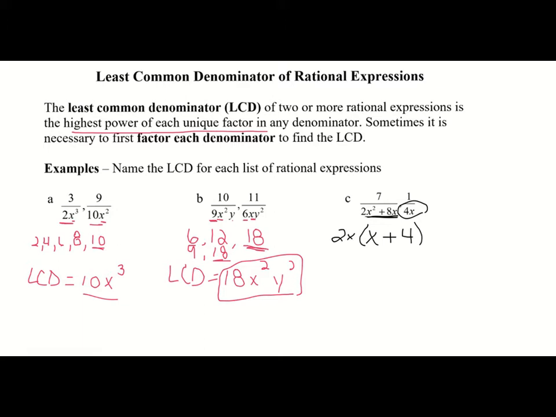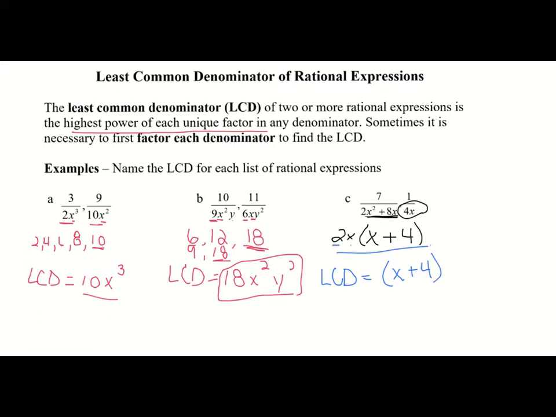Now, you need all of your unique factors. In this denominator right here, I have 3 unique factors. I have 2 times x plus 4. So in my LCD, I don't have x plus 4 in the other one. It's a unique factor. I know I'm going to need that, so I'm going to put it right there. So you're going to need that whole expression.